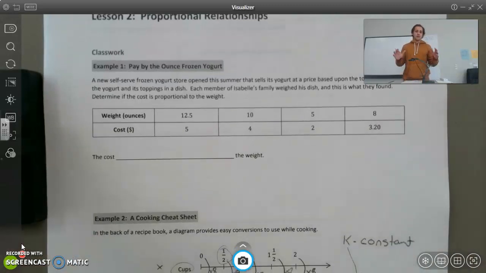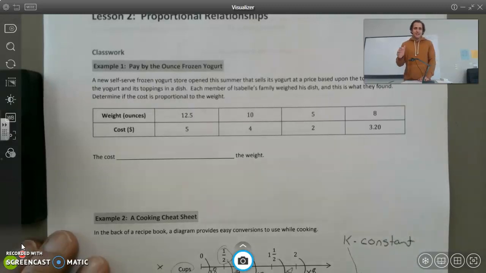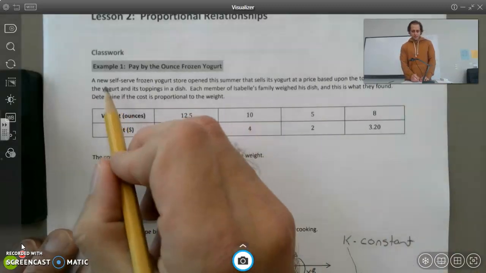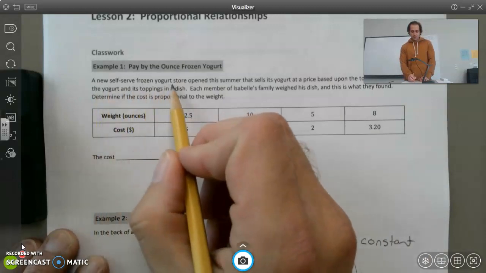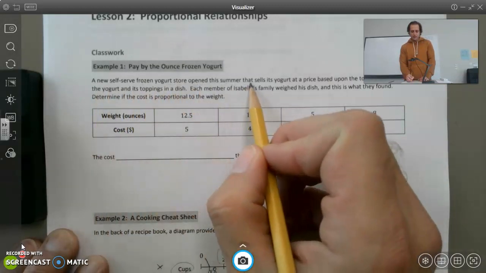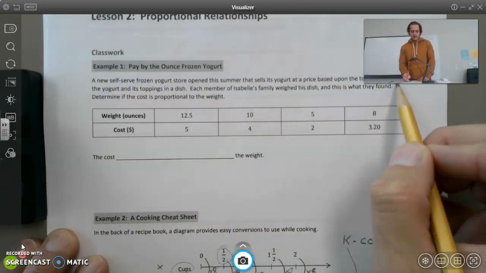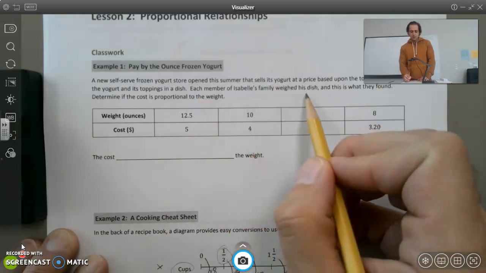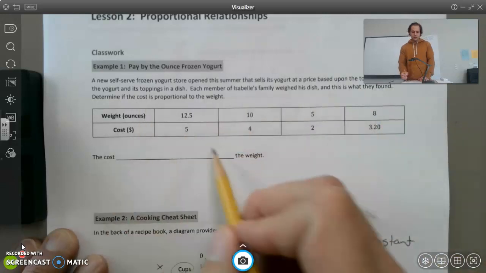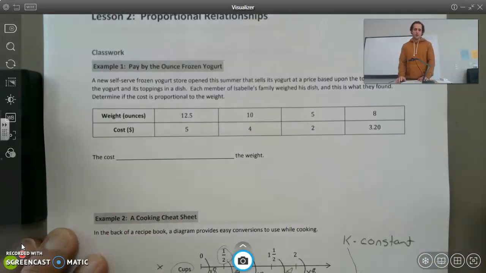Example 1's the same idea. It's just a little harder to see because the math is not as neat, okay? So, a new self-serve yogurt store opened this summer that sells its yogurt at a price based on the total weight. Each member of Isabel's family weighed their dish, and this is what they found. Determine if the cost is proportional to the weight.